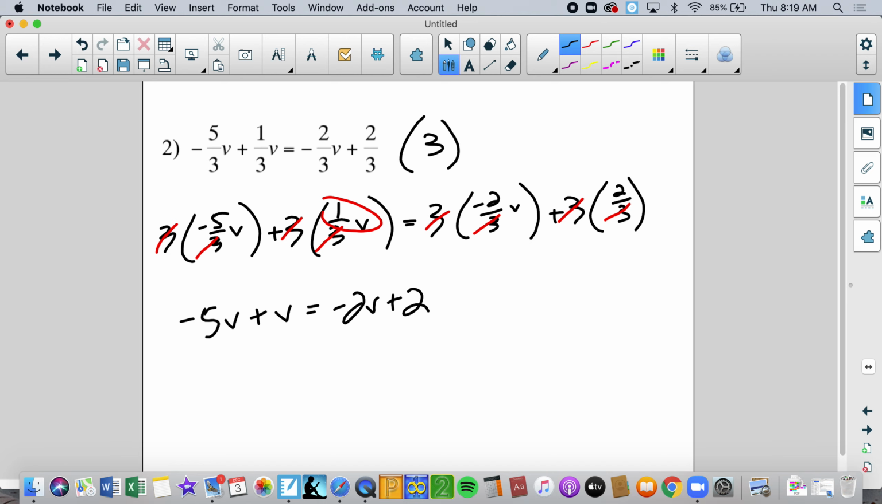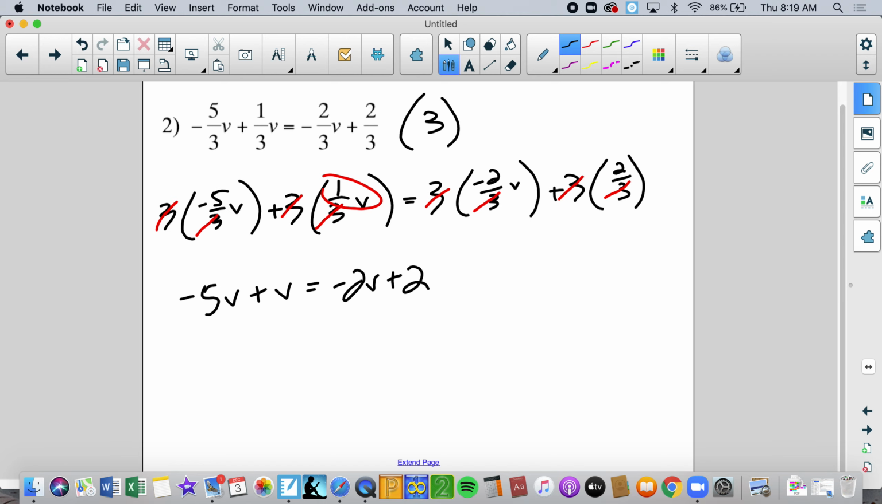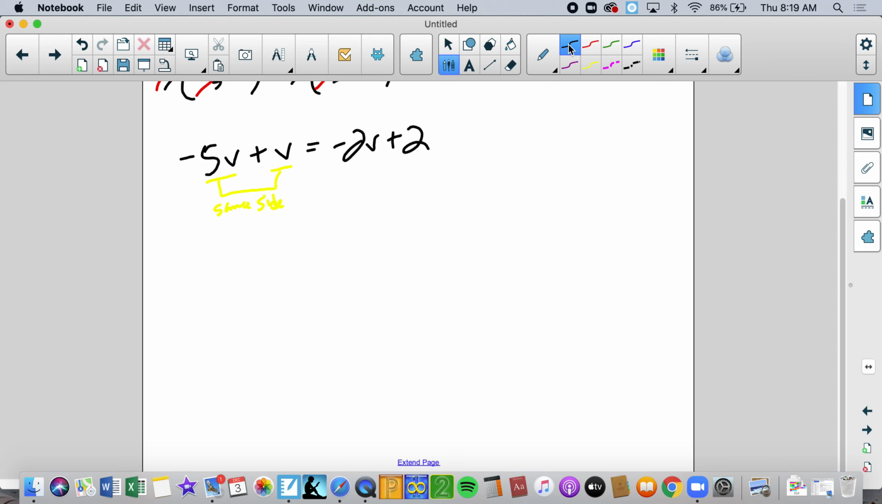This is an interesting one. We have 3 v's. We've got 2 v's on the left side and a v on the right side of the equal sign. We can always combine like terms when they're on the same side. So since they're on the same side of the equal sign, we can simplify that. We're always going to do that first. So negative 5v plus v gives me negative 4v equals negative 2v plus 2.